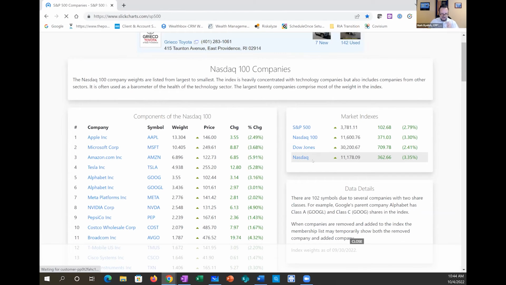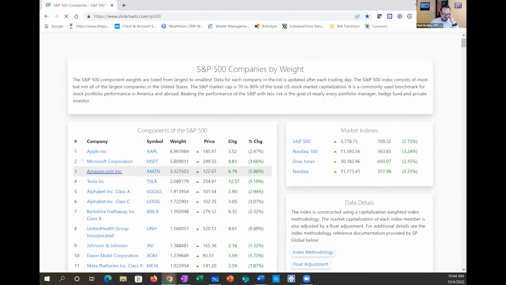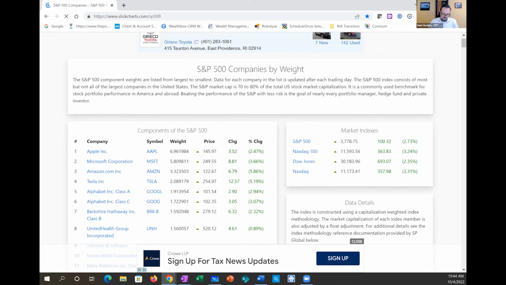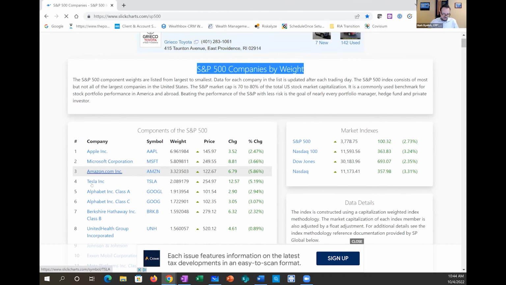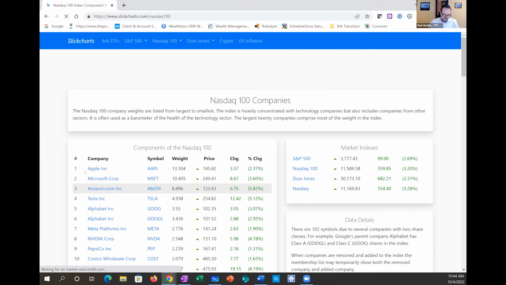And this is what I said, take a snapshot, a mental snapshot of what's in your head. And that's why you see some of these indices operate the same way. With the S&P 500, this is the S&P 500, right? Companies by weight: Apple, Microsoft, Amazon, Tesla, Google. Let's switch into Nasdaq. Apple, Microsoft, Amazon, Tesla, Google.